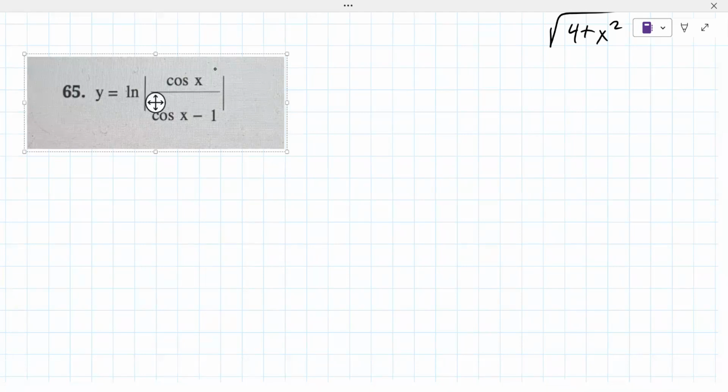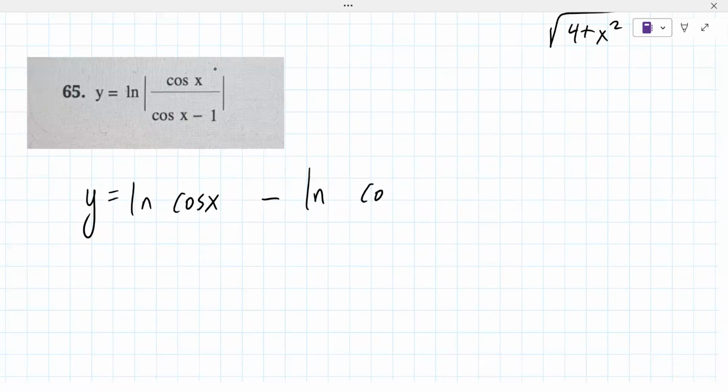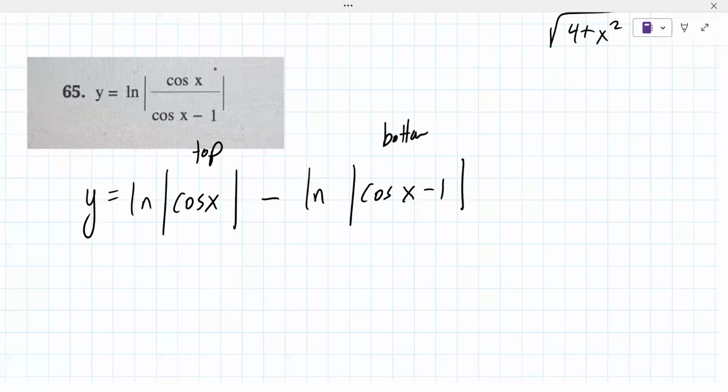So this one though, you do want to rewrite. You want to do the natural log of cosine x minus the natural log of cosine x minus 1. Like that. So remember it's top minus bottom. Is that okay? Yes. All right.